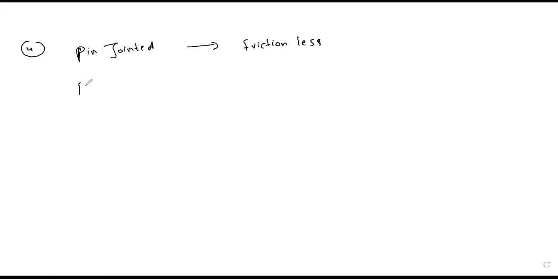Next, fixed ends are perfectly rigid. What do you mean by this assumption?